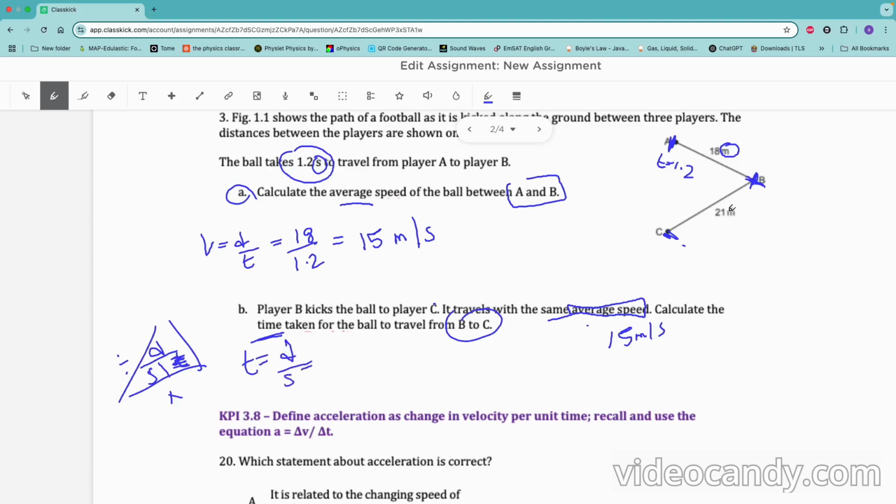Our distance, it's written here, 21. Our speed, because it's written here, same average speed. So the speed we have just calculated will be used here, 15. By calculating 21 over 15, it gives 1.4. You don't forget the measuring unit, which is second, because we are calculating time. Done.